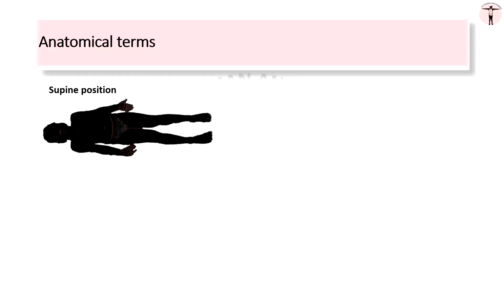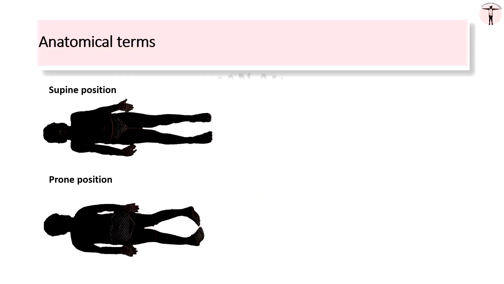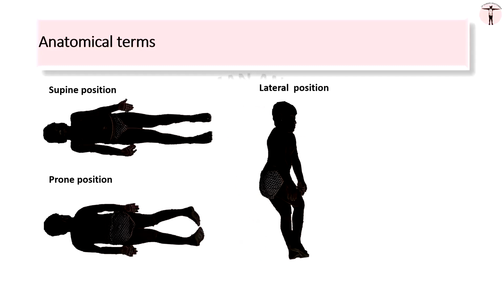Now the supine position is the position when a person is lying on the back, arms by the side, palms facing upwards, and feet put together. Okay, it is called the supine position. The prone position is when a person is lying on the chest and abdomen with the face directed downwards. This is called the prone position. Lateral position can be either right lateral or left lateral, in which a person lies on one side of the body.